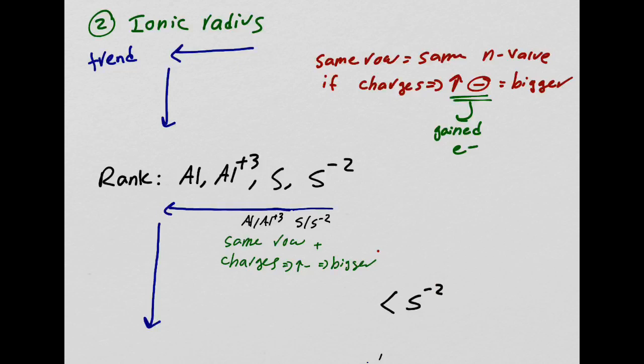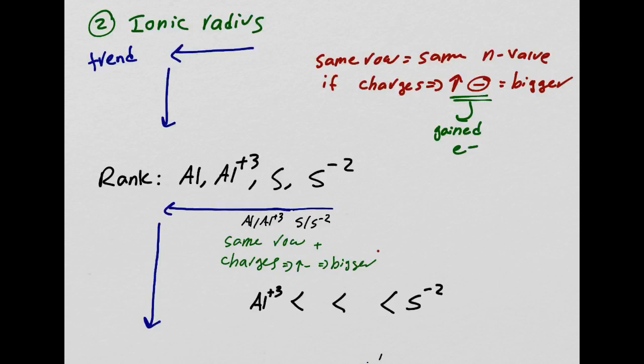What's going to be my smallest one, actually, before I even start? The smallest one is going to be my aluminum plus 3. Again, I'm looking at the charges. The more minus you are, the bigger you are, so that's going to be my biggest one. Now this one has a plus. Plus means you lost electrons, right? That's going to be my smallest one. So if you're in the same row and you have charges, then the charges are what matters.